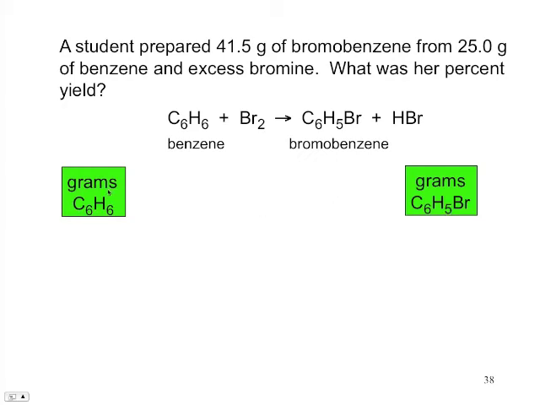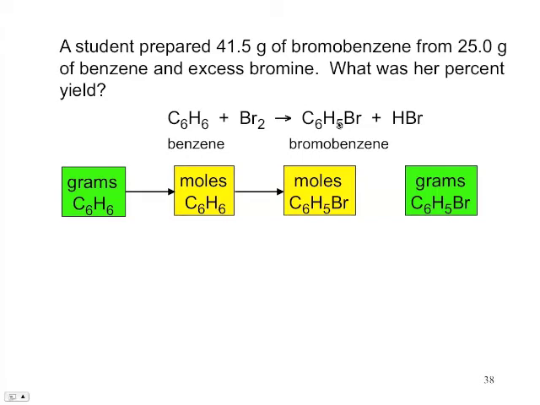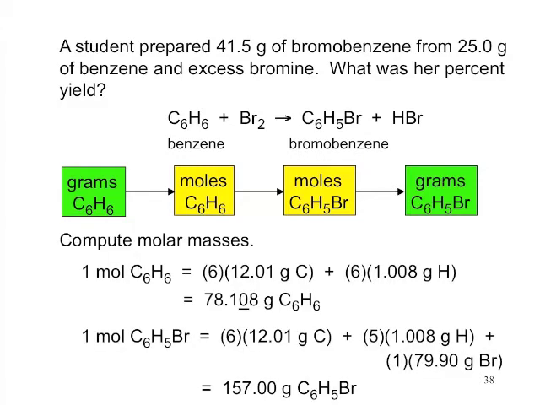So what do we need to do to go from here to here? Well, we need to convert mass of benzene to moles of benzene. Once we have moles of benzene, we can use our balanced chemical equation. For every mole of benzene consumed, we create 1 mole of bromobenzene. So it's a 1-to-1 mole ratio. We would use that information there. And then in the final step, we take moles of bromobenzene and convert to mass of bromobenzene. So it's a 3-step process. You need the molar masses first, so that's the first thing we'll do. You calculate them in the usual fashion.